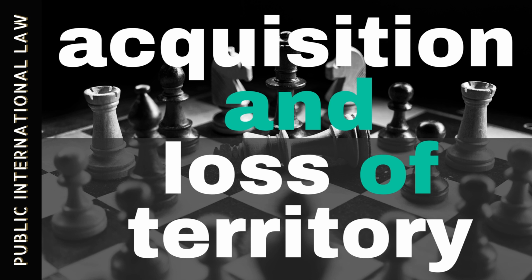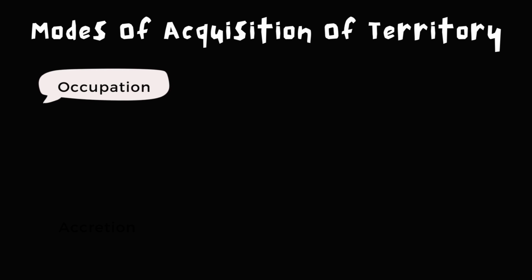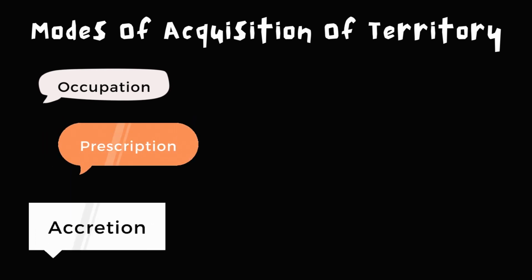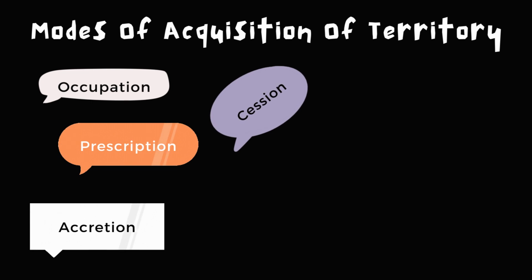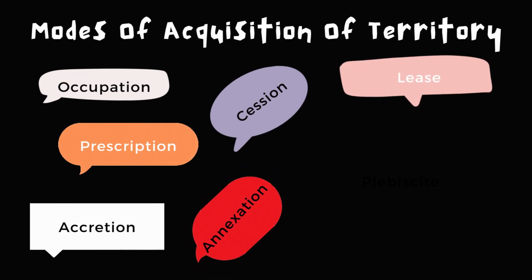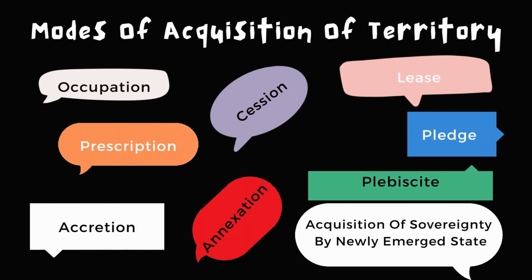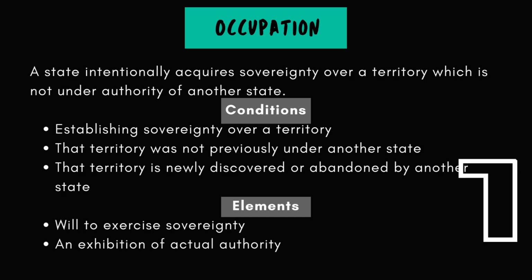Acquisition and loss of territory. State territory means the sphere within which a state enjoys sovereignty. The modes of acquisition of territory are occupation, prescription, accretion, cession, annexation, lease, pledge, plebiscite, and acquisition of sovereignty by newly emerged state. So what is occupation?